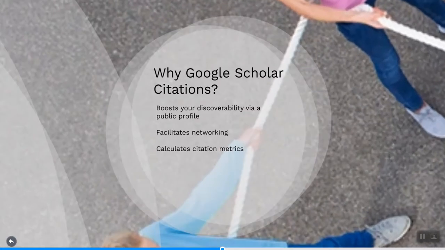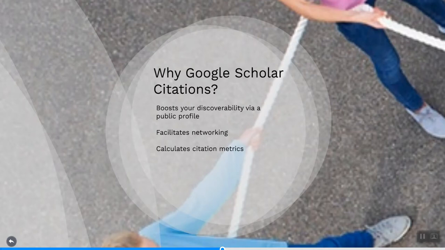So why use Google Scholar Citations? We all know it's a very popular place to search, so having a public Google Scholar Citations profile boosts your discoverability. And this discoverability can facilitate networking because anyone in the world can find you and look at your work.